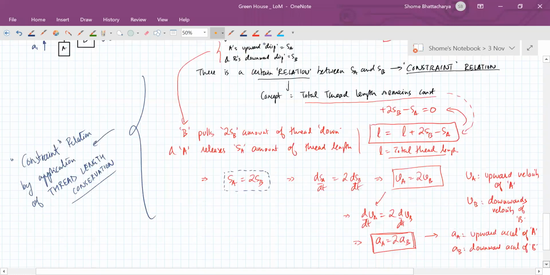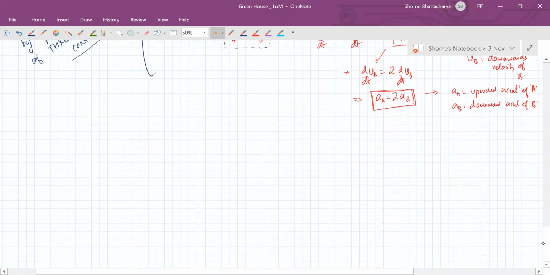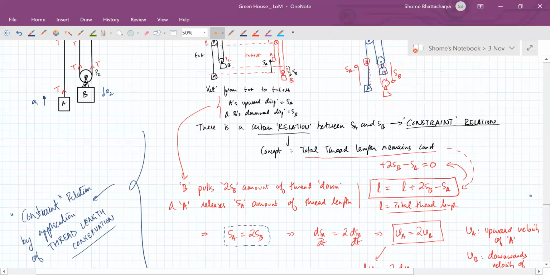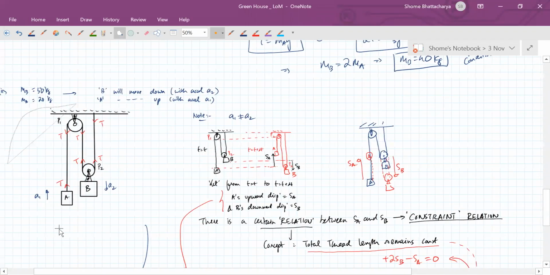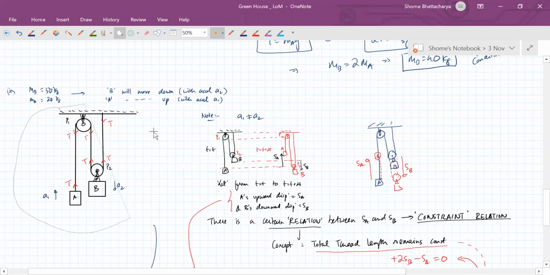So what we've done so far is get one thing, and that is the constraint relation, the relationship between the two accelerations. But we still have to solve for a1 and a2, no? Or acceleration of A and acceleration of B. So how will we solve? The rest of it is free body diagram.